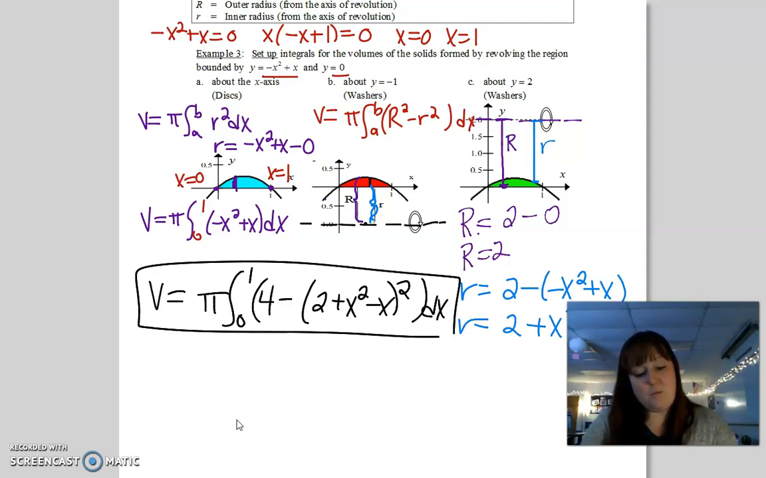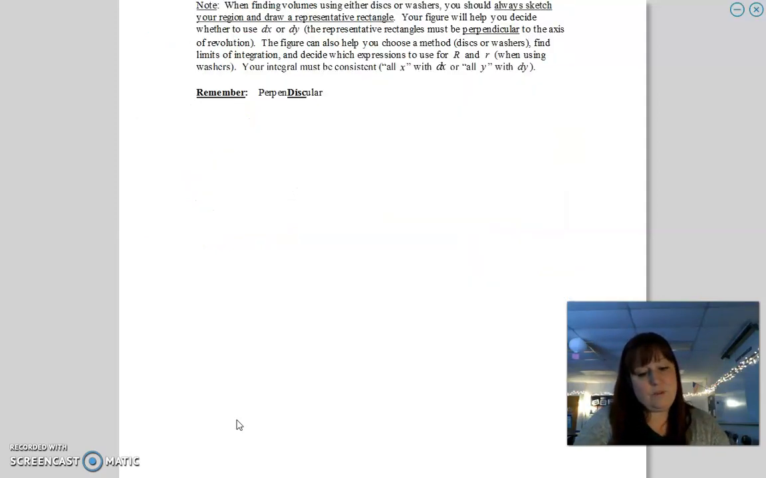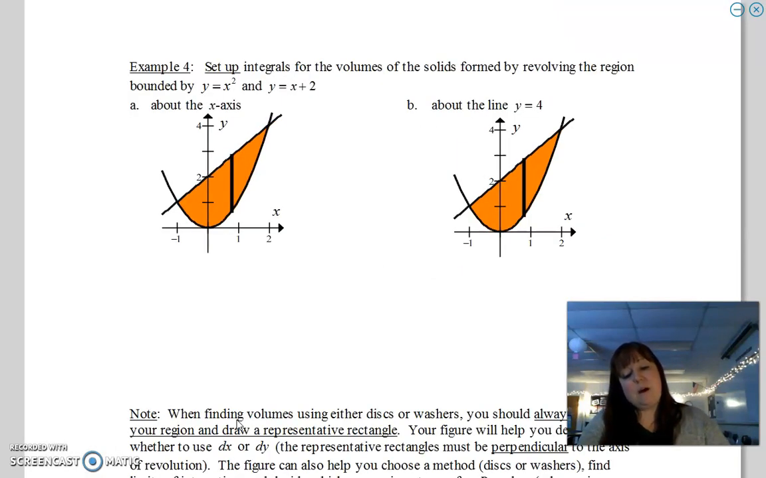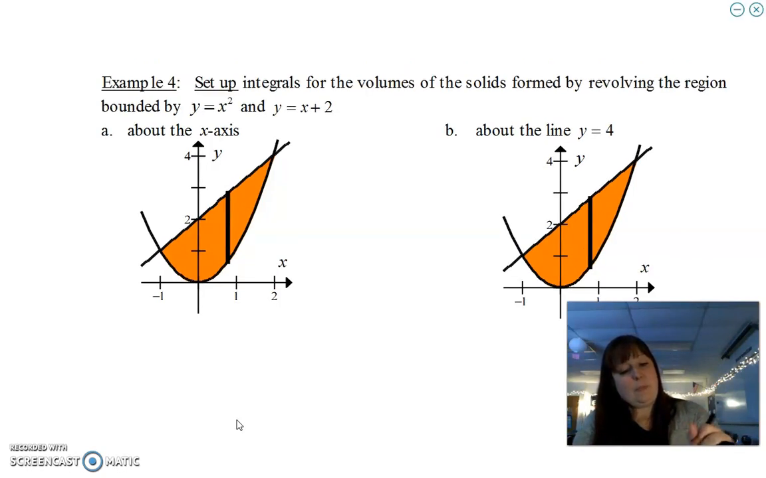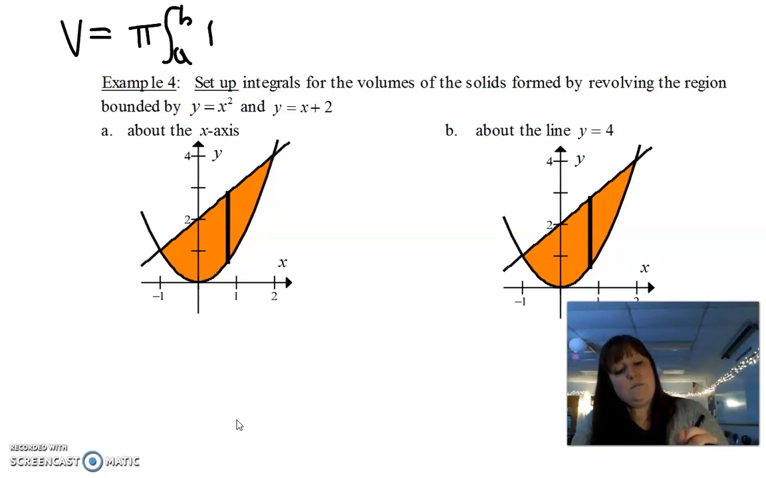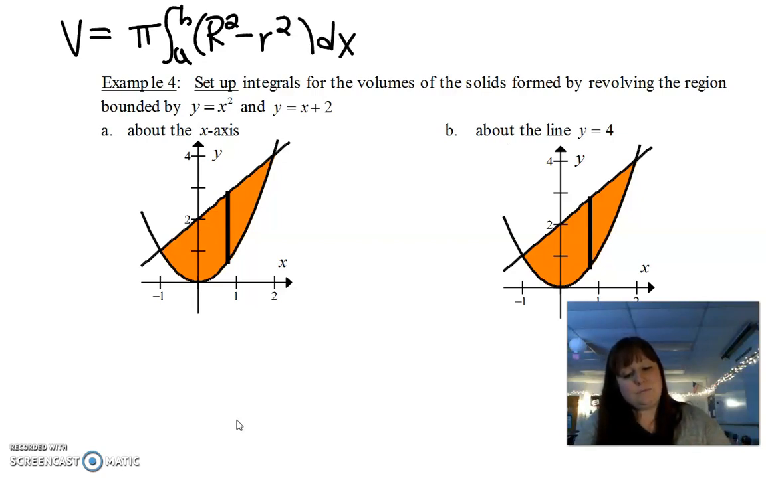Okay, let's look at a couple more. We're just going to set up the integrals for these volumes. We're going to rotate this about the x-axis again, and so we have our integral: volume equals pi times the integral from a to b of big R squared minus little r squared dx.